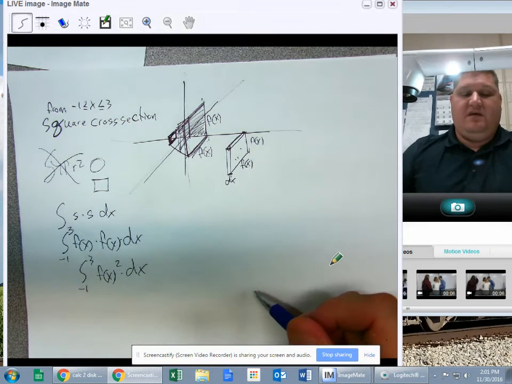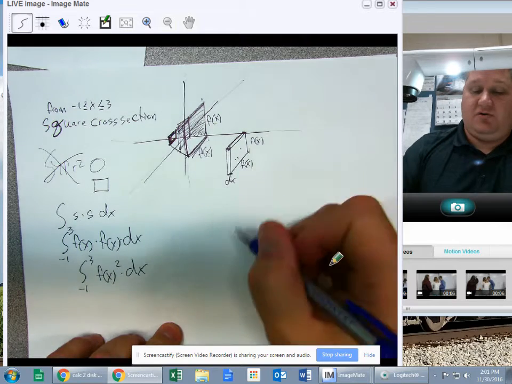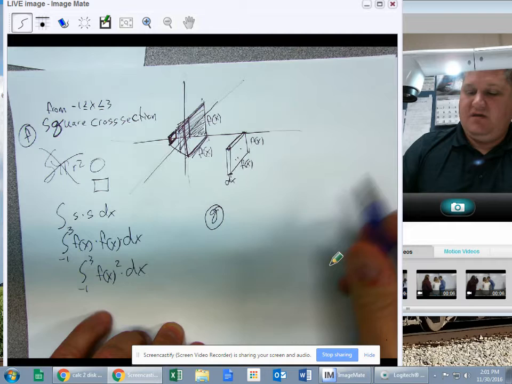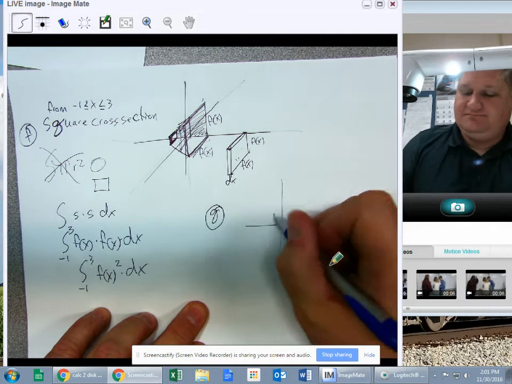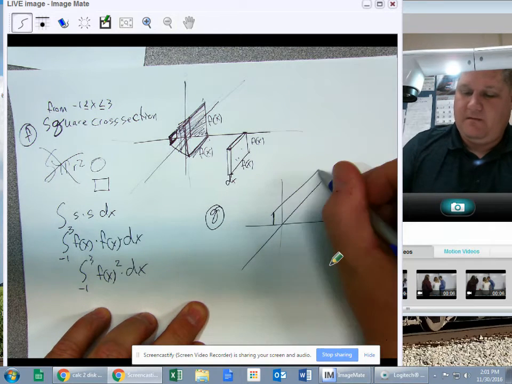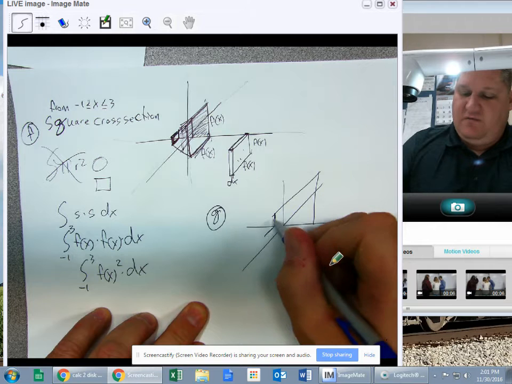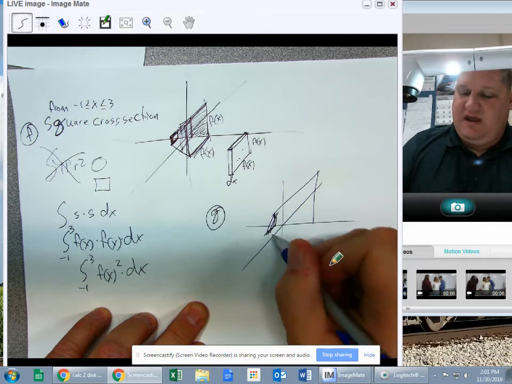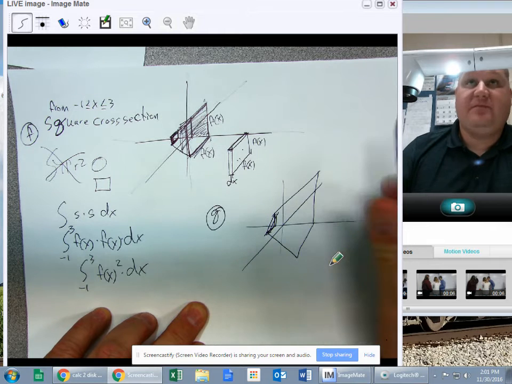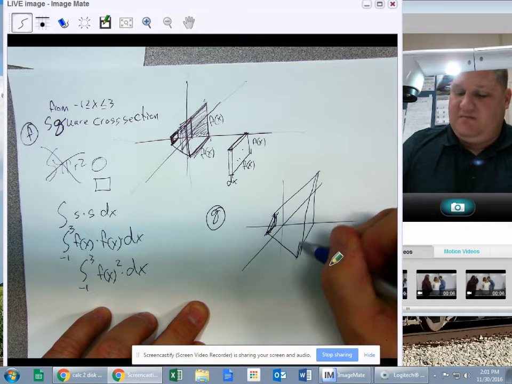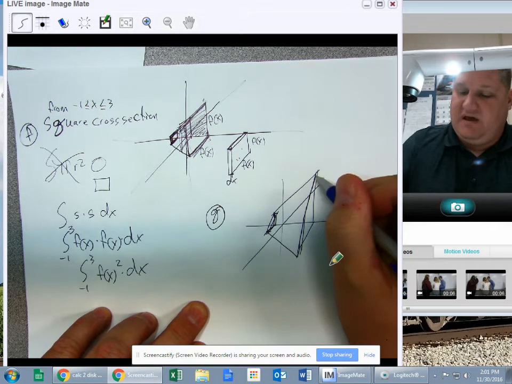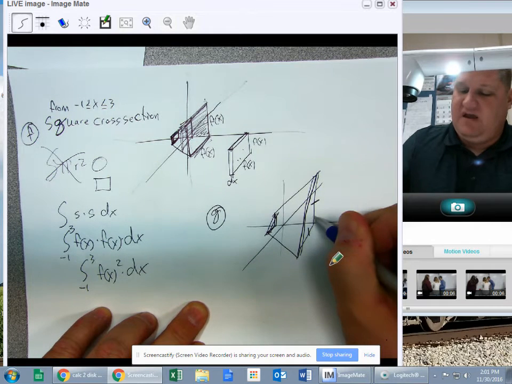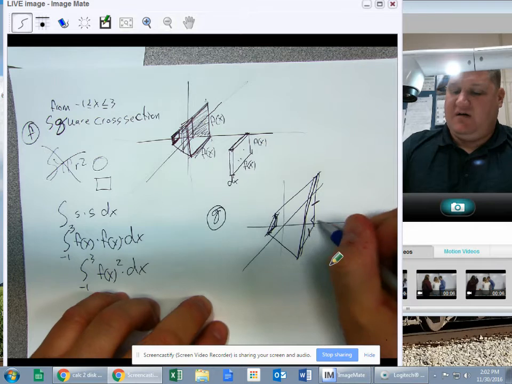Now, if we're dealing with a triangular cross section, so that was f. If we move to g, we want the same thing, but in this case, we want triangular cross sections. And to get triangular cross sections is fairly easy because there's some key words here that we have. We have right isosceles, so this side and this side are the same, with a right angle at the bottom.